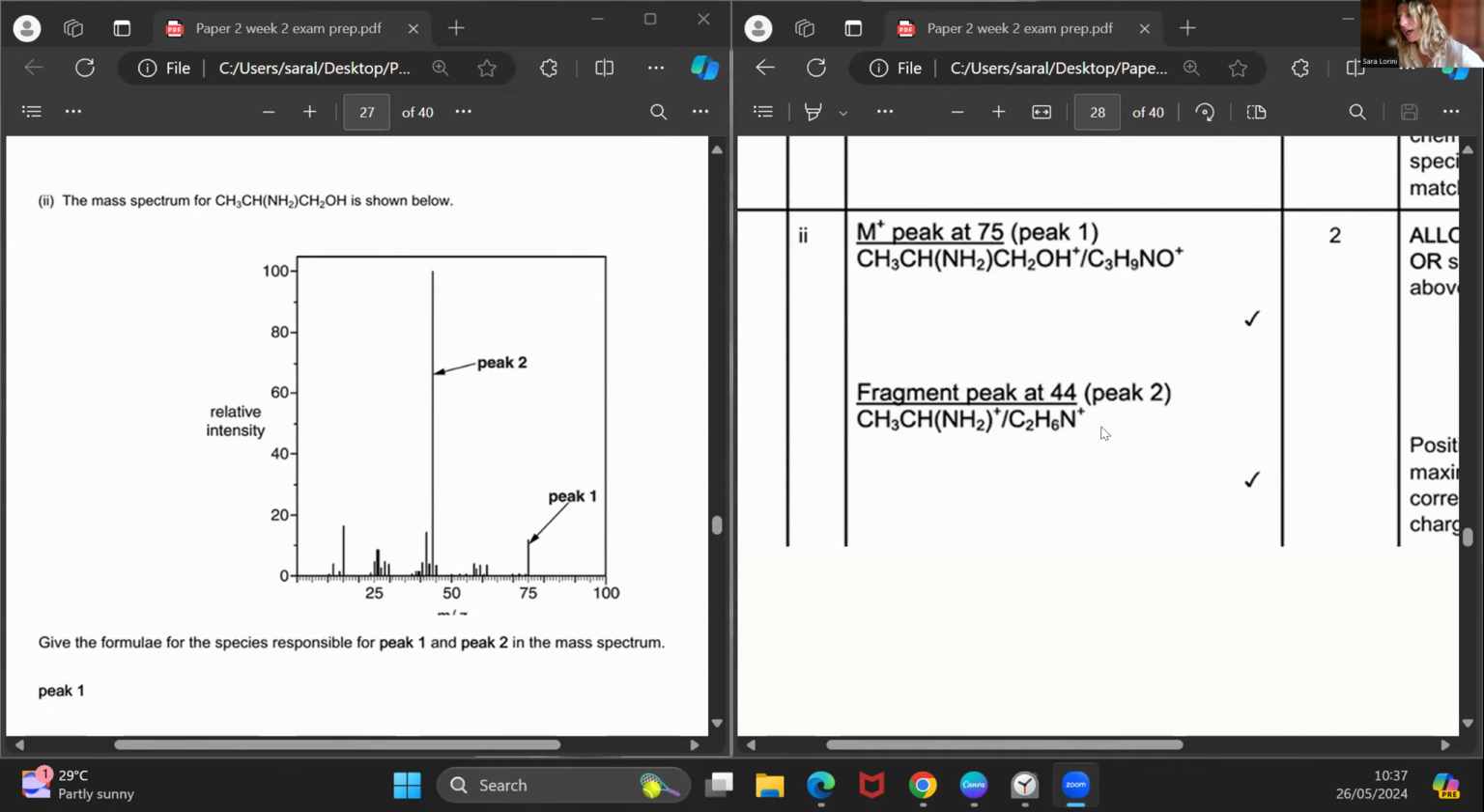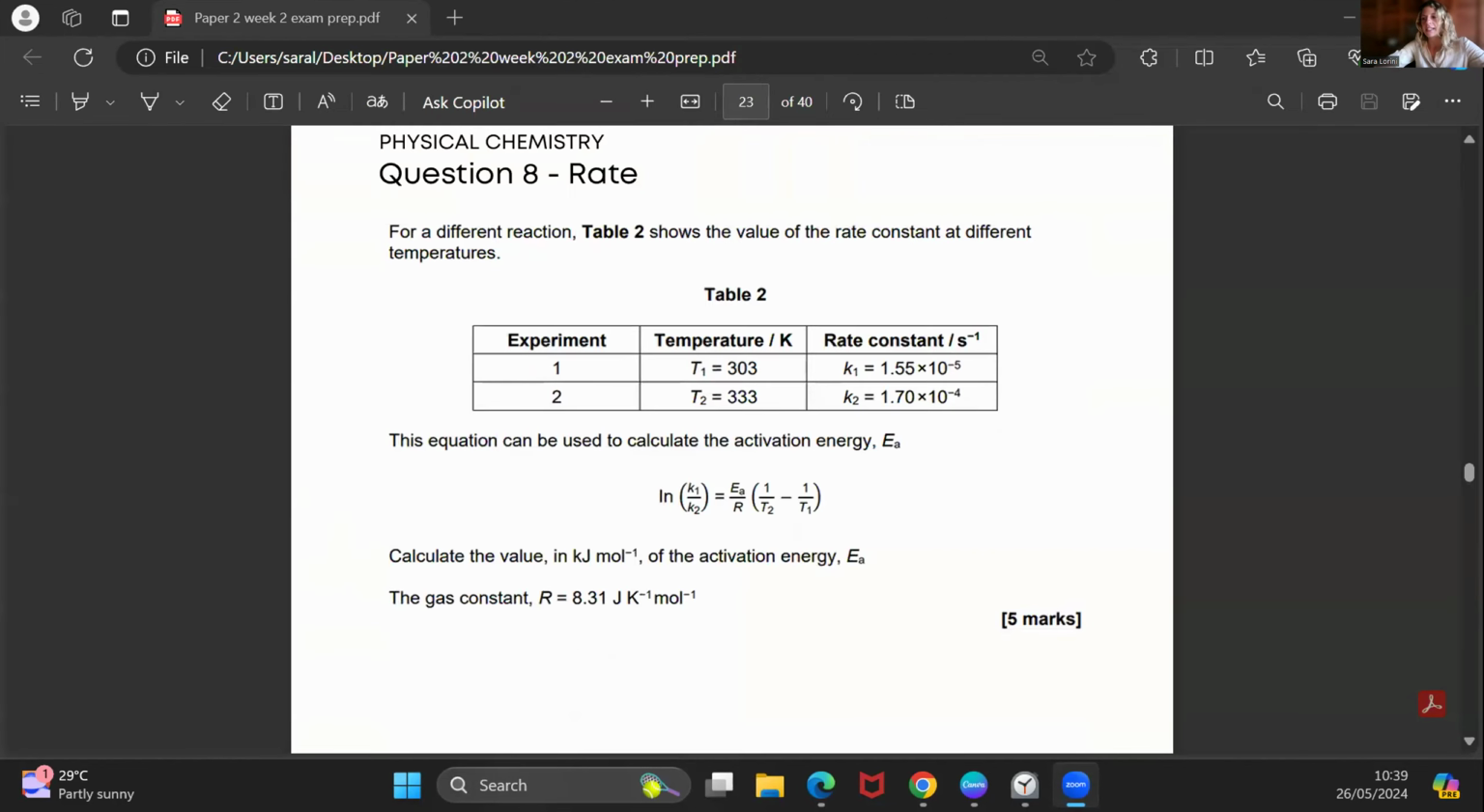And then the fragments. How you work it out is a little bit trial and error. What can help is that you have the displayed formula and you think about where this molecule could be broken, and then you find the Mr of each fragment until you get the one that corresponds to the peak, which is at 44. I hope you all got it right.